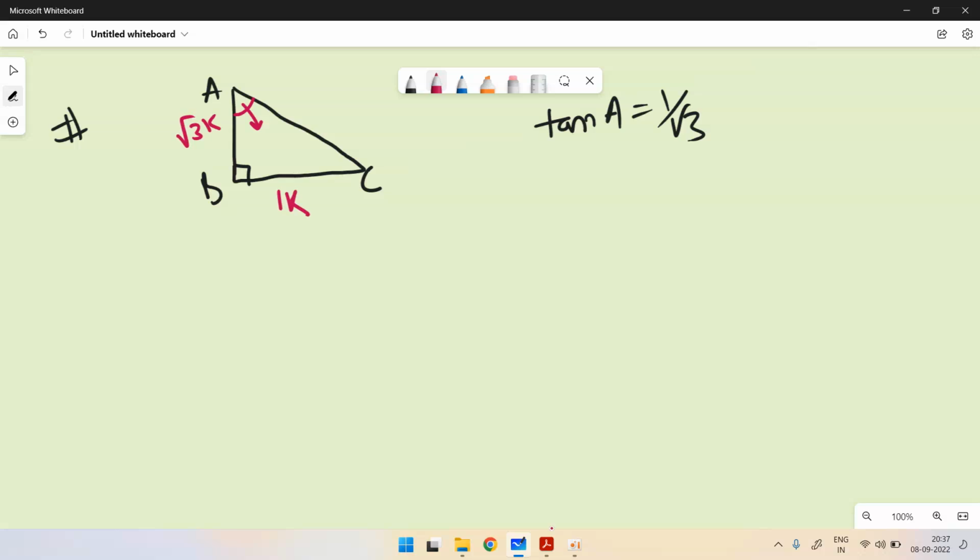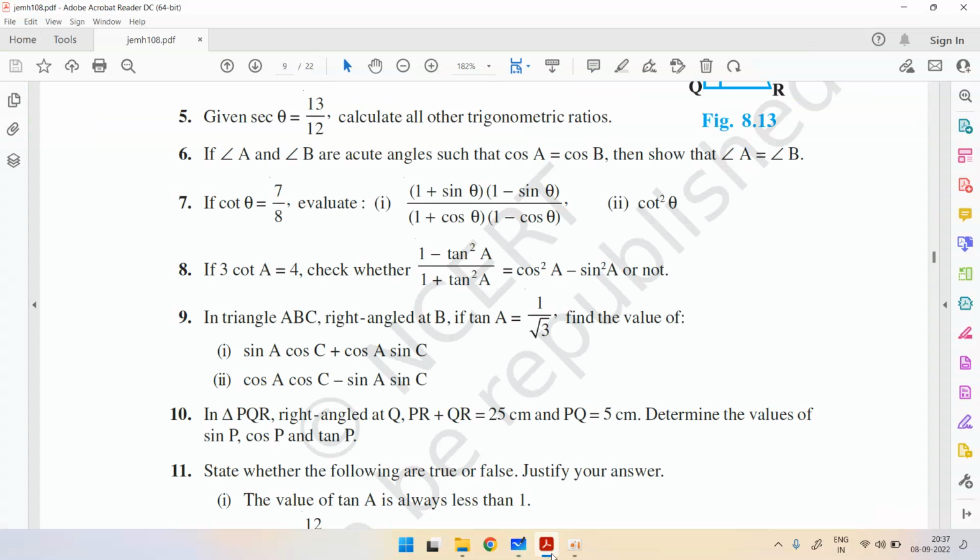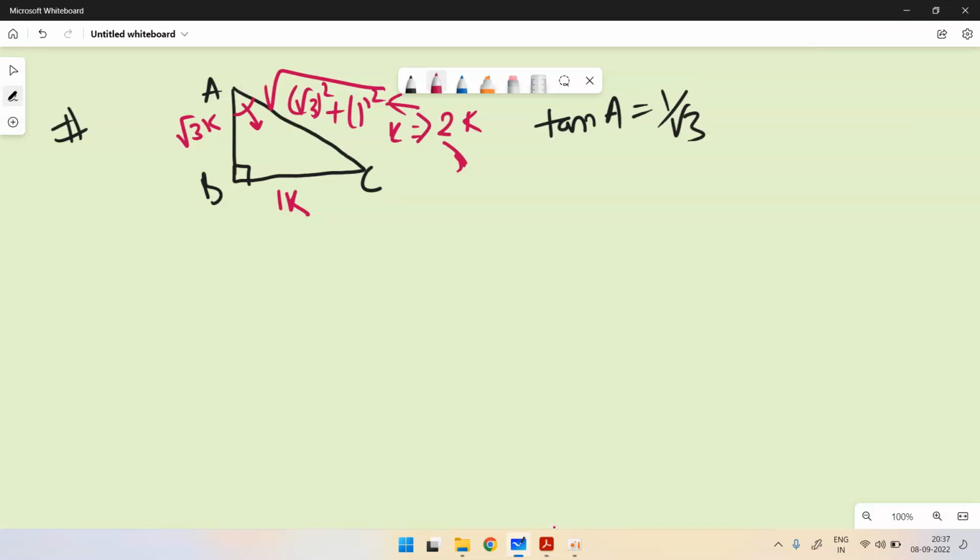So what is the value of AC? AC will be given by Pythagoras theorem. This is nothing but the square root of root 3 square plus 1 square, with k outside. 3 plus 1 is 4, and the square root of 4 is 2, which implies that the length of AC will be 2k. Now what we need to calculate is sine A cos C plus cos A sine C. So what is sine A? Sine A is perpendicular by hypotenuse, 1k by 2k, which is nothing but half.